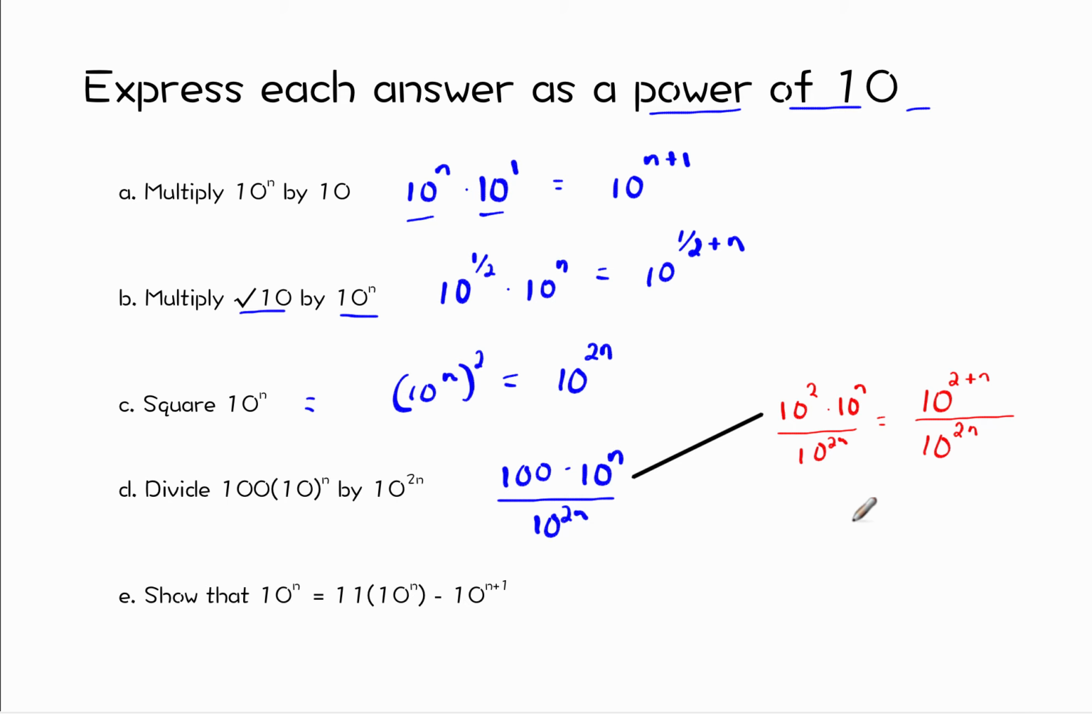Now, I've got like bases. Awesome. I'm dividing, so all I have to do is subtract the exponents. Well, 2 plus n minus 2n, and this is what I'm thinking in my head, 2 plus n minus 2n, gives me 10 to the 2 minus n. All right, so what's the other way I could have done it?